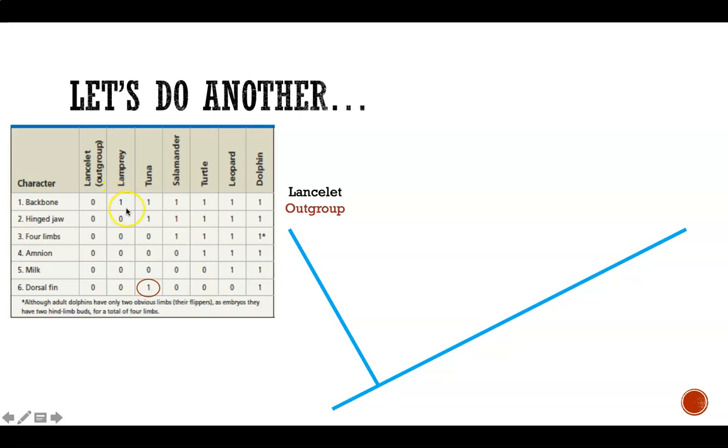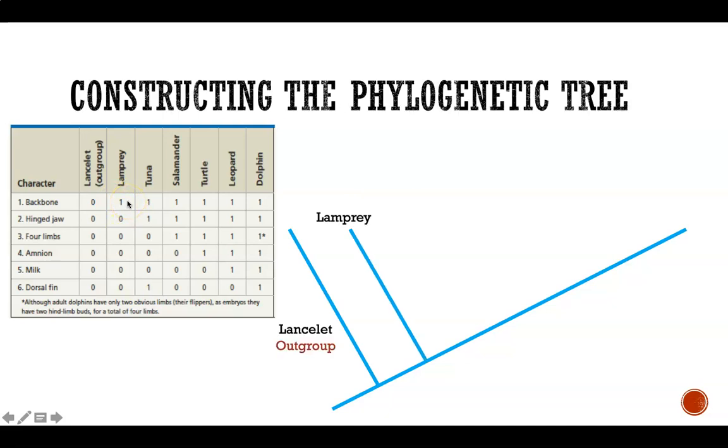So if we look at this lamprey, we see that he has a backbone, but he doesn't have any of these other traits. Now everybody after him also has a backbone. So that means that he's the next one on our tree. So there's our lamprey. Now because everybody else has a backbone, we also need to hang our backbone on this tree to indicate that everybody after the development of this backbone is going to have one.